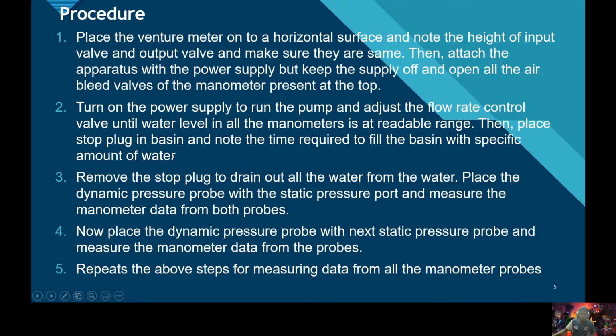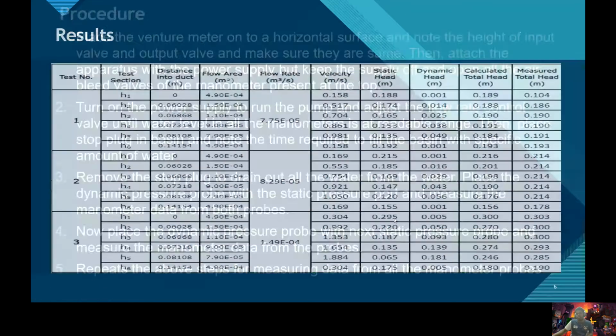Then place the stop plug in the basin and note the time required to fill the basin with a specific amount of water. Remove the stop plug to drain out the water from the Venturi system. Place the dynamic pressure probe with the static pressure probe and measure the manometer data from both probes. Now place the dynamic pressure probe with the next static pressure probe and measure the manometer data from the probes. Repeat the above steps for all the measured data from the manometer probes.